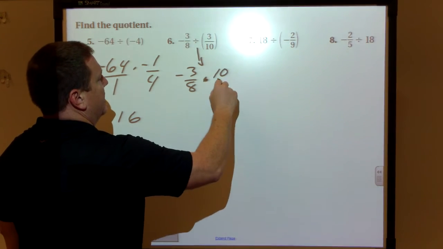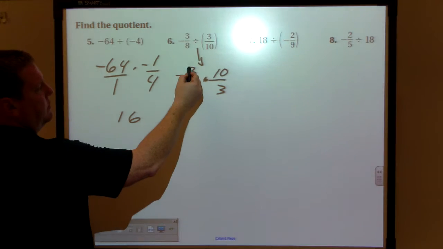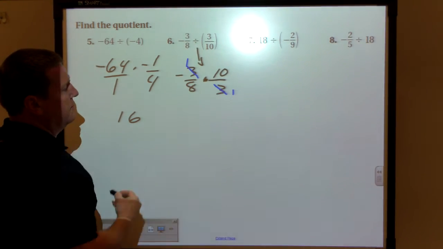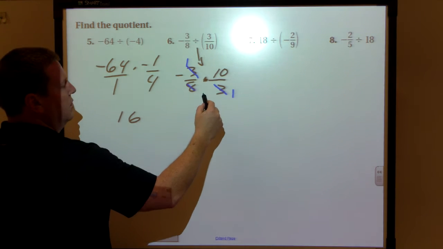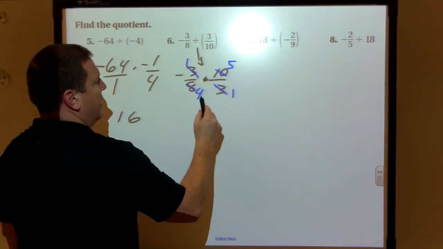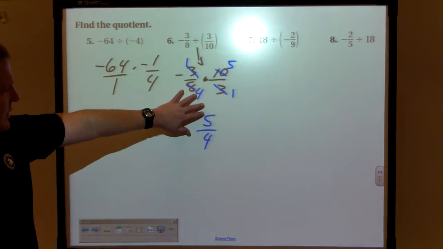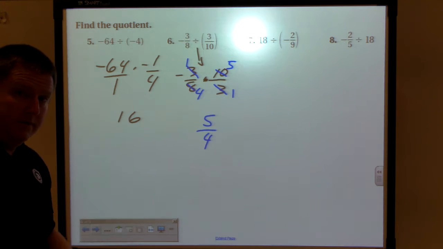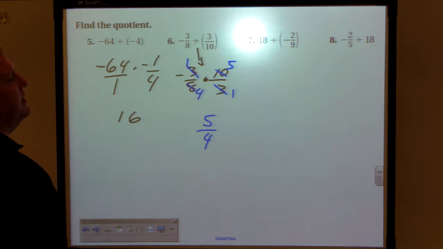Over here we have -3/8, and we're going to change this to a times, and then flip this over to 10/3. And you can cross or pre-simplify. The 3's will become 1's. They'll simplify out to 1. The 8 and the 10 have a common factor of 2. So this becomes a 4 and this becomes a 5. 1 times 5 is 5. 4 times 1 is 4. And the result is 5/4.